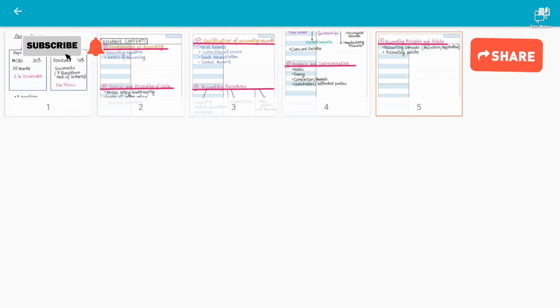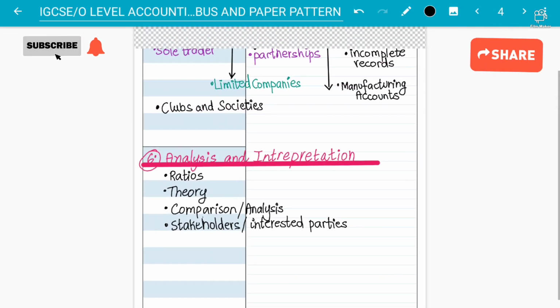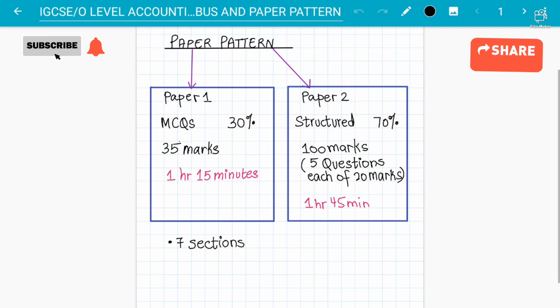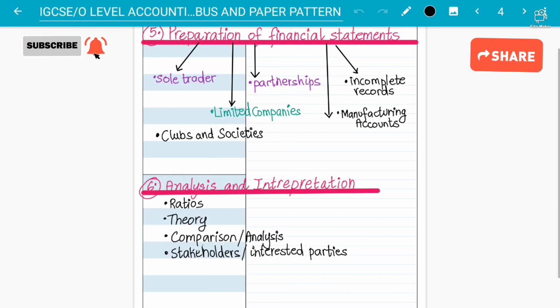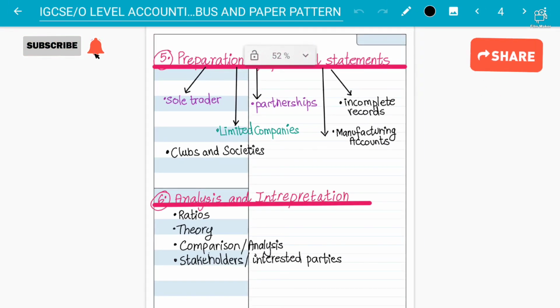So if you look at the summary, we have 7 sections, paper 1 and 2, for O-level IGCSE accounting students. There's a lot of content to be covered, but it can be covered, and this is an overview video, so you can check whether there are any topics you haven't covered. Make sure to cover those, because everything can be tested from section number 1 to 7.